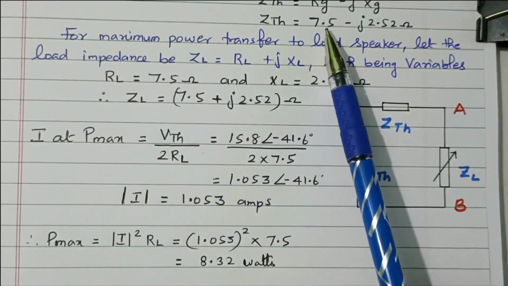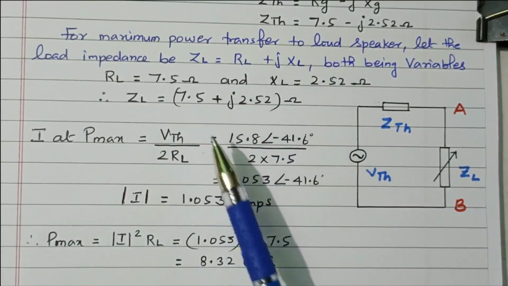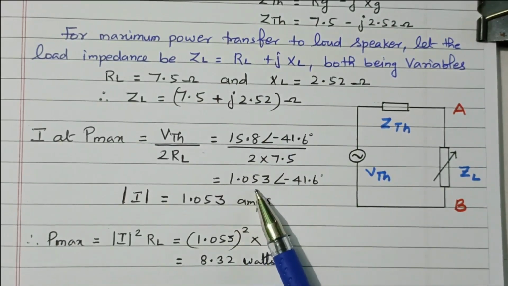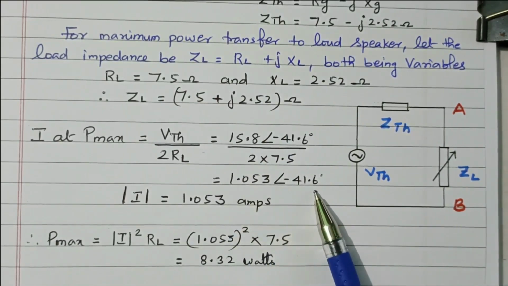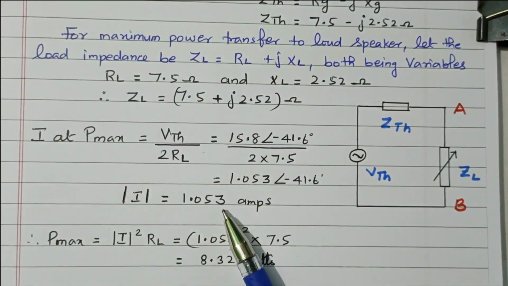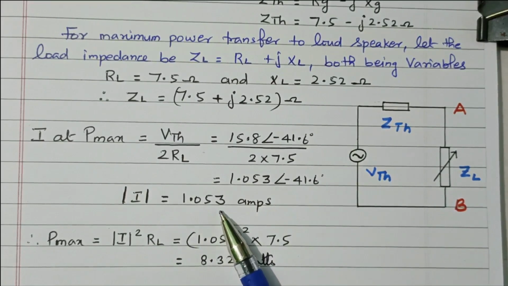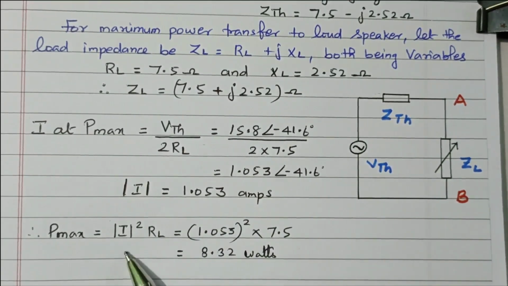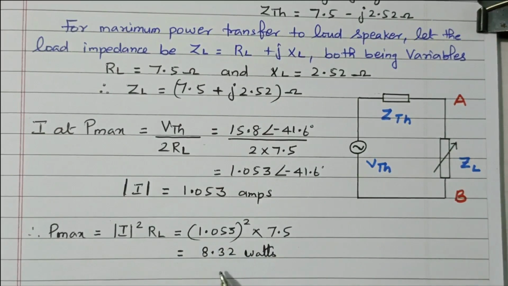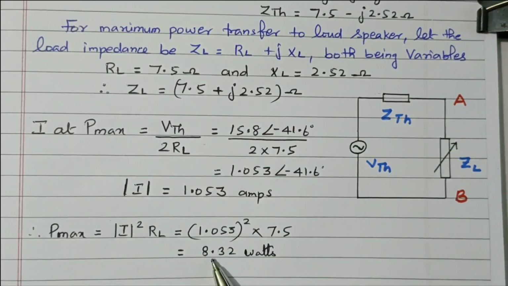Both values are the same, 7.5 plus 7.5, or 2 into 7.5. So the value is 1.053 with an angle 41.6. So the magnitude is 1.053 ampere, the current flowing through the loudspeaker. From that we can find the power value, I square RL. So 1.053 squared into 7.5 is 8.32 watts. So this is the power delivered to the loudspeaker.